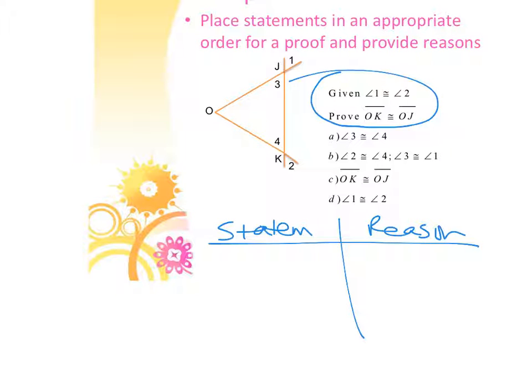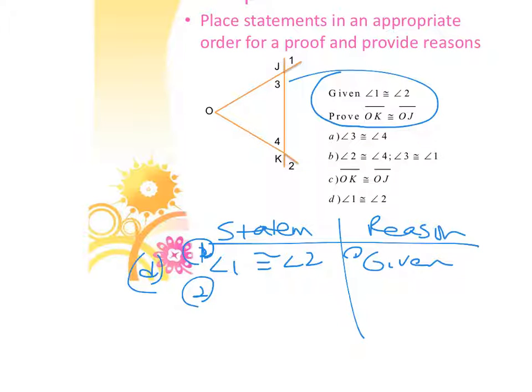The given, all right, which was angle 1 is congruent to angle 2. So this was letter D. And then over here it's given. Okay. Next statement, what's it going to be? Which one? A, B, or C? Obviously, C is going to be the last statement, right? Because that's what we're trying to prove. B, you said? Okay. So we're going to put in B.